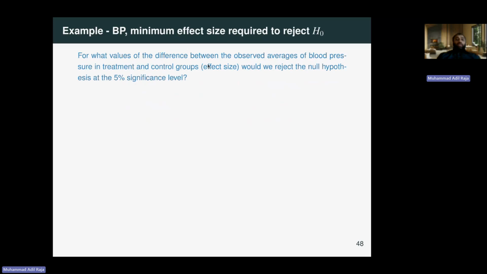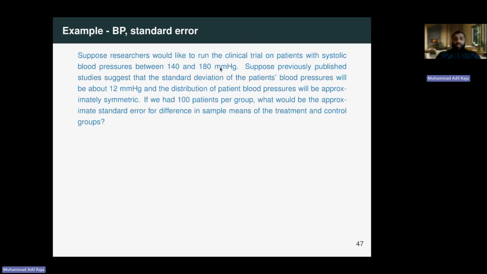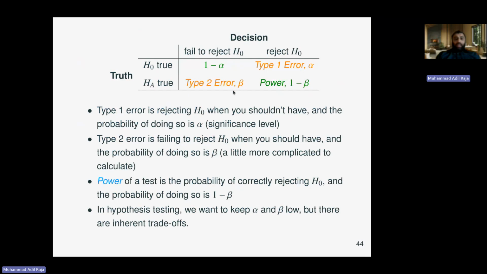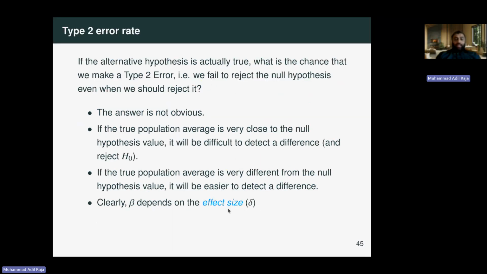So, for what values of the difference between the observed averages of blood pressures in the treatment and control groups, the effect size, would we reject the null hypothesis at the 5% significance level? So effect size comes in here. Remember, I just talked to you about the effect size. Clearly, beta depends on the effect size, where beta is the probability of committing the type 2 error, right?